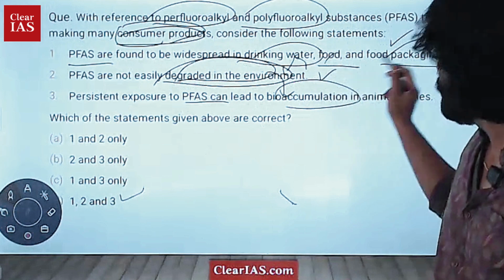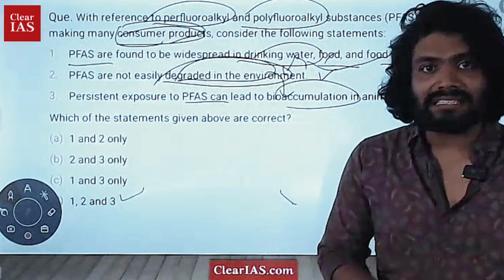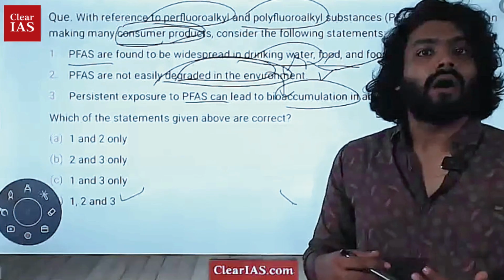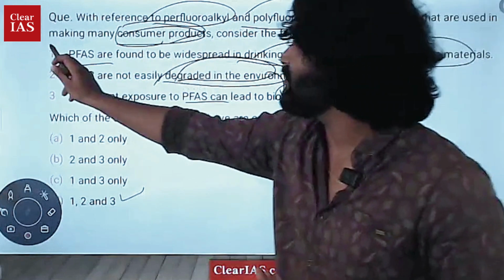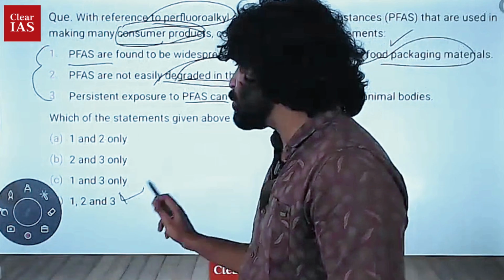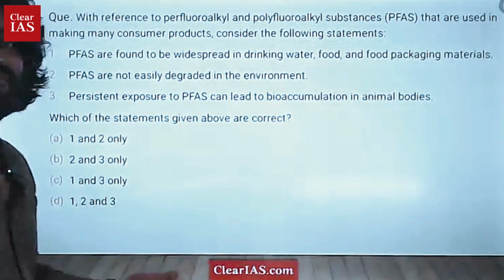Bioaccumulation through food and water; food packaging materials can also contain it, thereby it is reaching the body. Thereby it is harmful to the environment, and as a part of this, there is bioaccumulation. So these three statements are very much connected, and all three are correct. The answer is 1, 2, and 3. This is a very simple question. You should not have missed it.